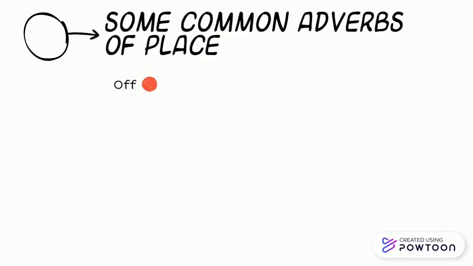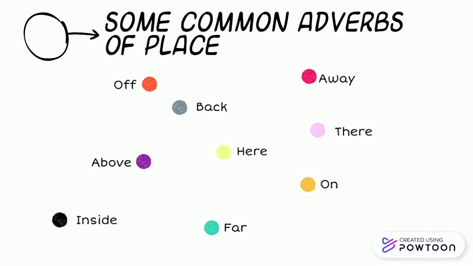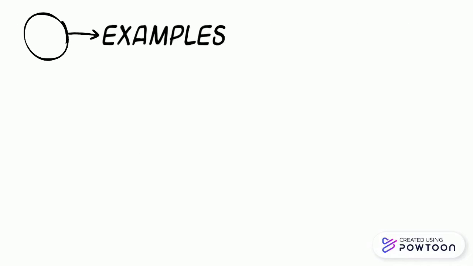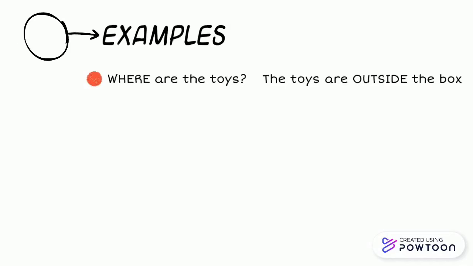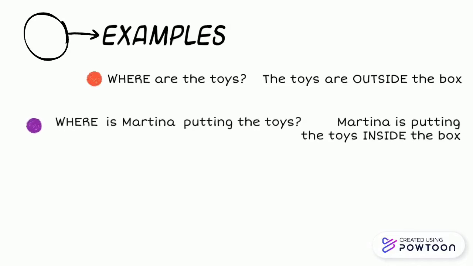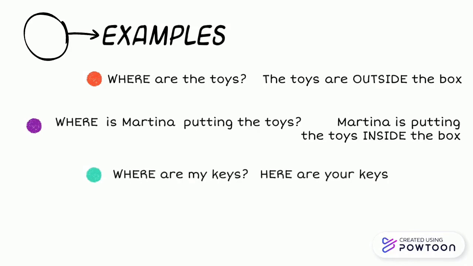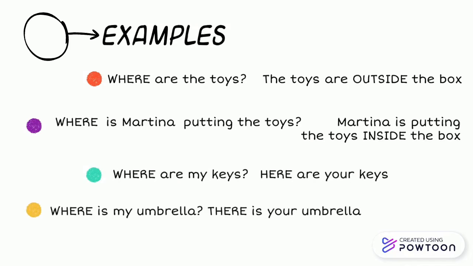Let's take a look at some common adverbs of place: off, above, far, on, away, back, here, there, inside. Now, take a look at some examples. Where are the toys? The toys are outside the box. Where is Martina putting the toys? Martina is putting the toys inside the box. Where are my keys? Here are your keys. Where is my umbrella? There is your umbrella.